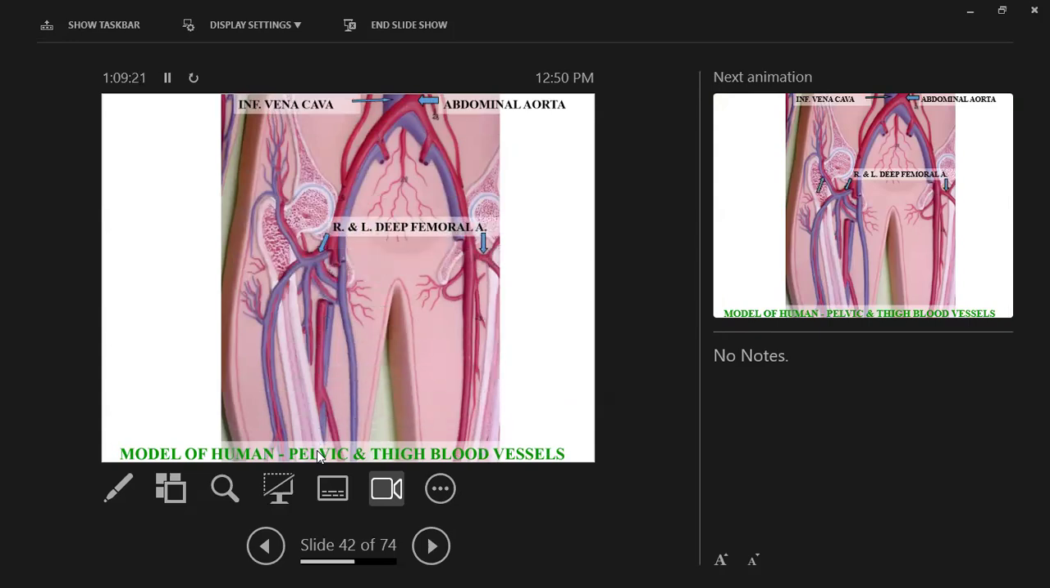We have the right and left deep femoral arteries, which are found just below the hip. You can see where the hip is going into the acetabulum there. We're going to have the circumflex vein and the circumflex artery, which wrap themselves around the neck of the hip, there at the neck of the femur. There's the femoral circumflex vein and the femoral circumflex artery. They're wrapped around the neck of the femur.